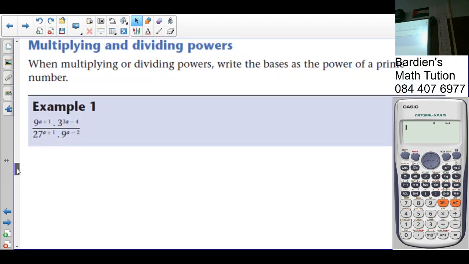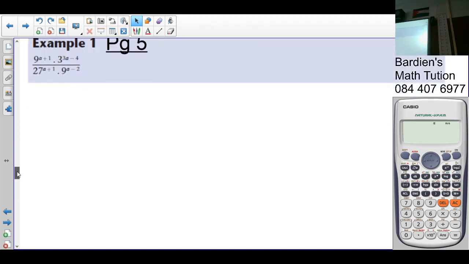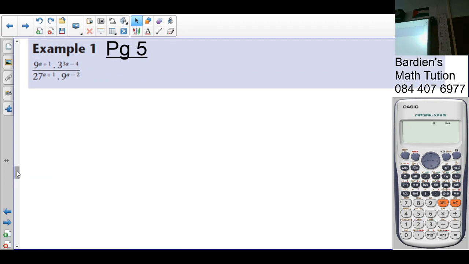Okay? That's on page 5. So there's the first question. Example 1 on page 5. You've got 9 to the exponent a plus 1 times 3 to the exponent 3a minus 4 over 27 to the exponent a plus 1 times 9 to the exponent a minus 2. So in pursuit of simplifying this, what's the first thing we need to do? We are going to write the bases as products of prime factors.